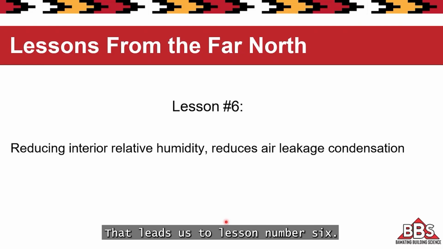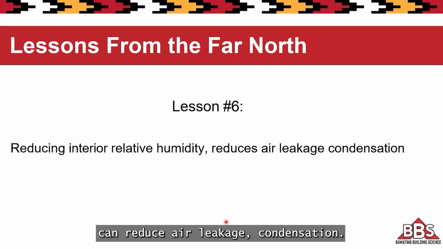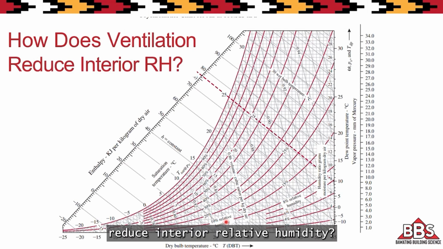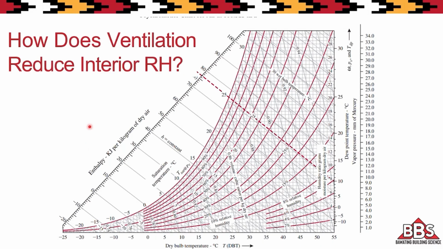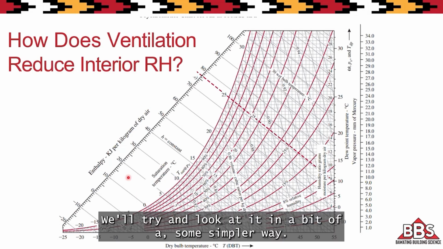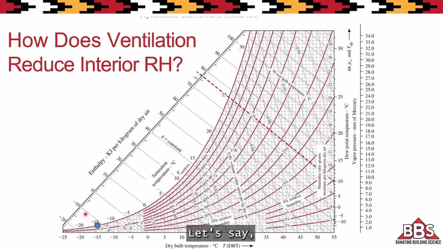That leads us to lesson number 6, and that's reducing interior relative humidity can reduce air leakage condensation. And so how does ventilation reduce interior relative humidity? Well, to understand that, we need to look at this fancy table here, the psychrometric chart. We'll try and look at it in a bit of a simpler way. It's not as complicated as it looks.